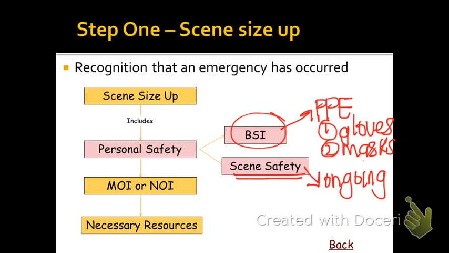The new addition to scene size up or scene safety has to do with the MOI and the NOI. The MOI is a lot different than the NOI, and here's why. The MOI refers to the mechanism of injury, and the NOI refers to the nature of illness. So when we describe someone who has some type of injury, like a fracture or a strain or a sprain, we would want to know how they did that. That would refer to the MOI, the mechanism of injury.